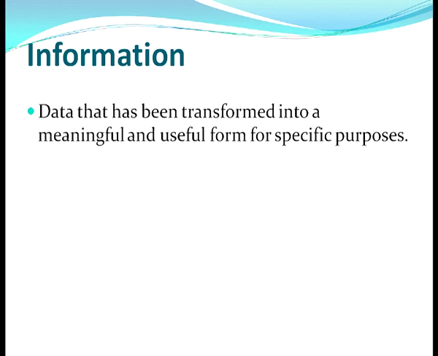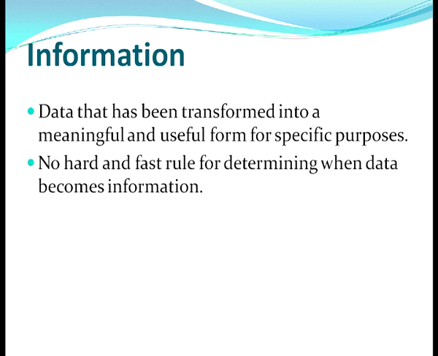Next, we move on to another term that we'll be using quite frequently in this session, which is information. Data is raw facts, as we just discussed. But when that particular data is transformed into a meaningful and useful form for specific purposes, it becomes information. There is no hard and fast rule for determining when data becomes information. For example, for me, my result is the information. For my class teacher, the result of the entire class is the information. So, there is no hard and fast rule that this data has become information. It depends from person to person.